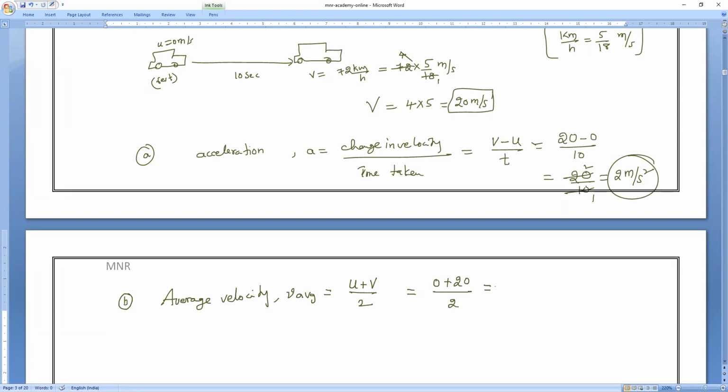So 0 plus 20 divided by 2, which is equal to 20 by 2. What is the average velocity, everybody? 10 meter per second. Please remember. Is it correct or not, Agalya?